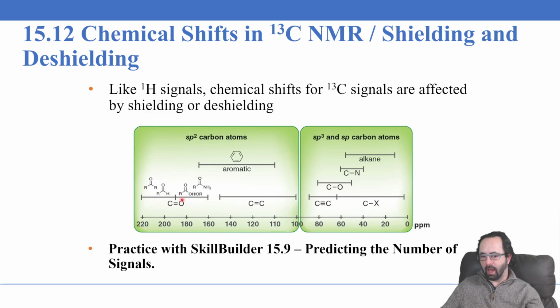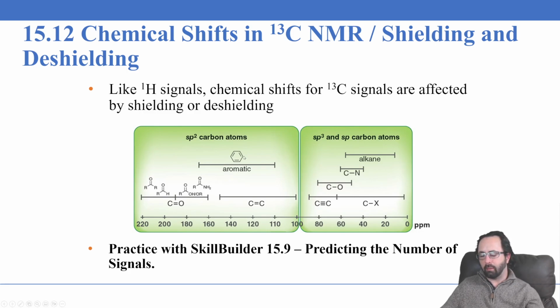Then carboxylic acids next. This is because the oxygen pulls the electrons a little bit in the other direction. You don't get as much deshielding from the 2 oxygen atoms attached. Finally, nitrogen is much less electronegative than oxygen, so that decreases the effect there.